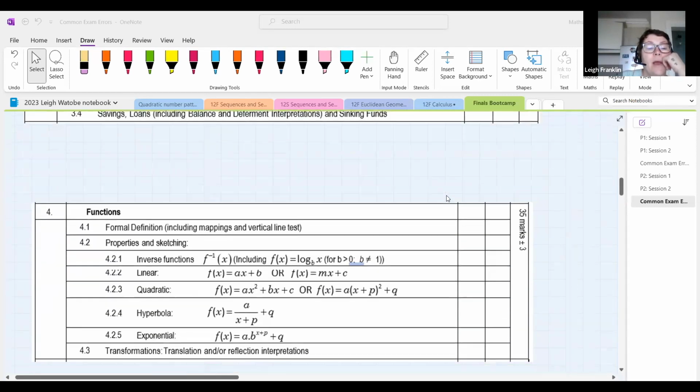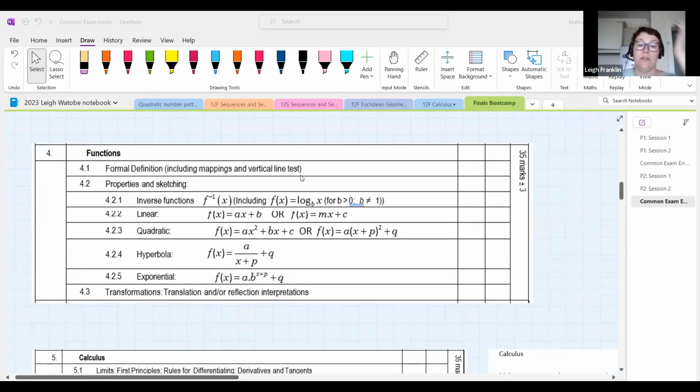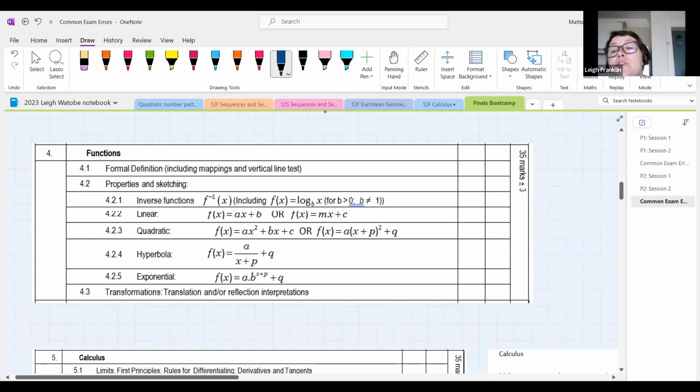Okay. So then we get to functions, and the different kinds of functions that we have to be able to work with would be our inverse functions, our linear functions, our quadratic function. Now, what is missing off here, unfortunately, is this. So I'm just adding it in, and it's 35 marks, so it's a lot of marks.